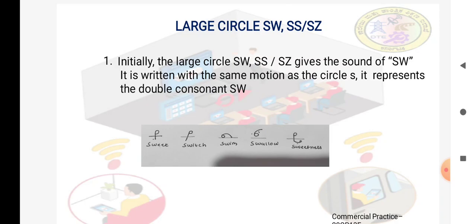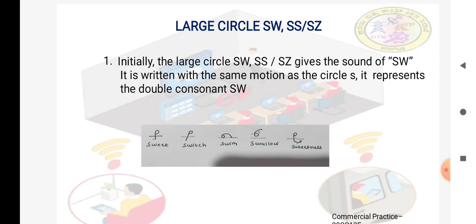It is written with the same motion as you write circle S. In the previous chapter you learnt how to write circle S, the motion of the circle S, and the same motion you use for the large circle. So the large circle represents swa.